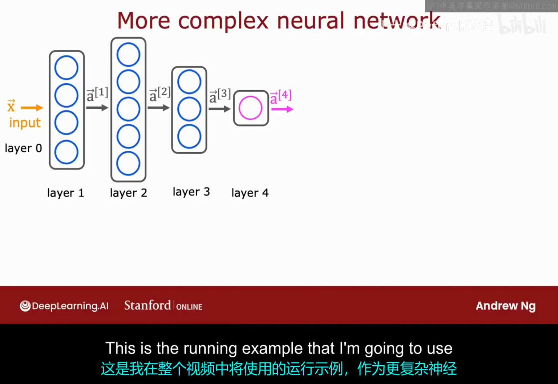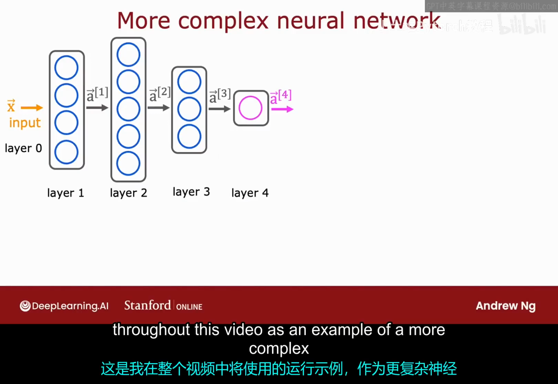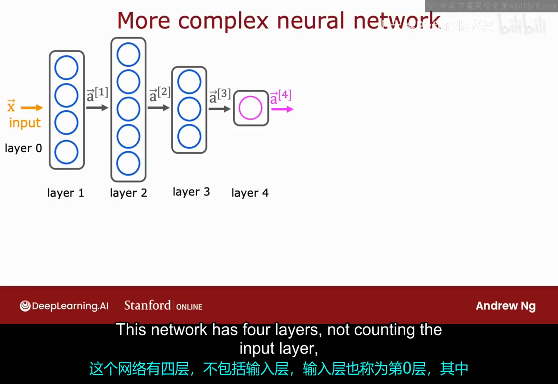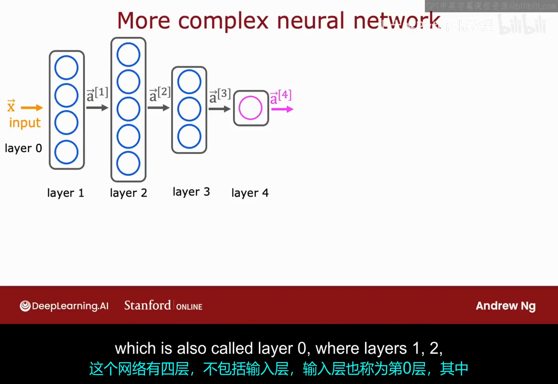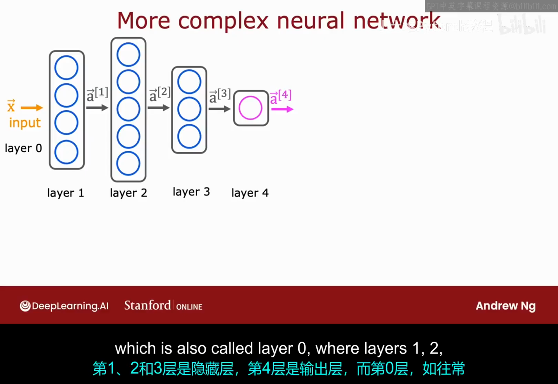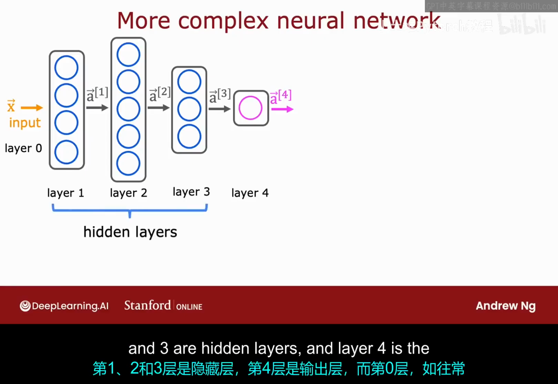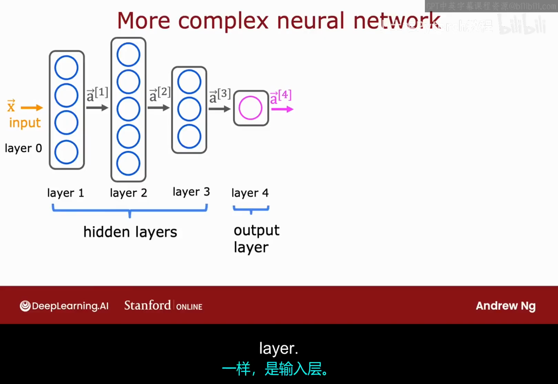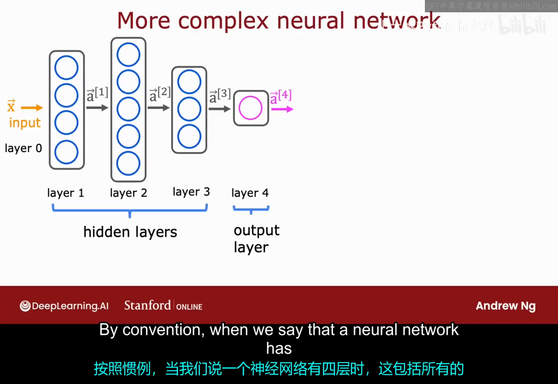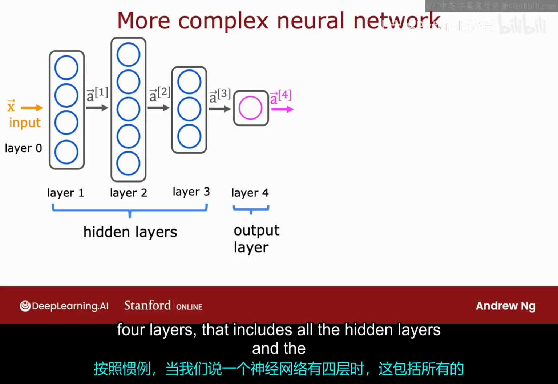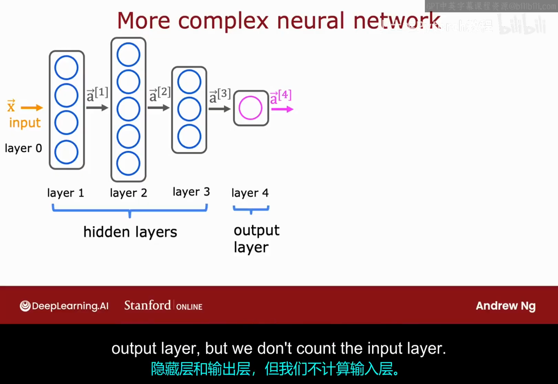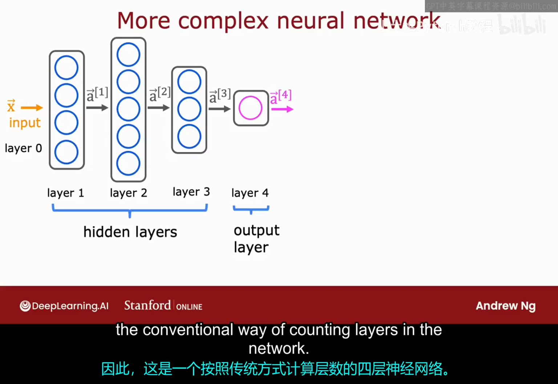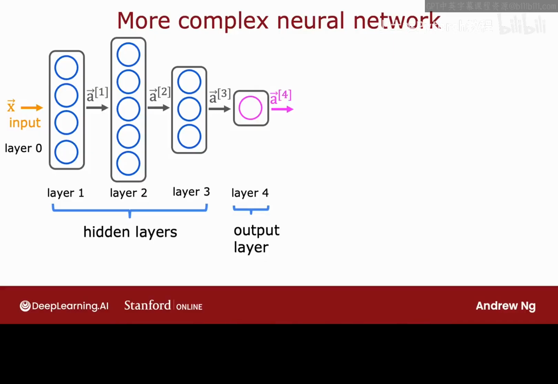This is the running example that I'm going to use throughout this video as an example of a more complex neural network. This network has 4 layers, not counting the input layer, which is also called layer 0, where layers 1, 2, and 3 are hidden layers, and layer 4 is the output layer, and layer 0, as usual, is the input layer. By convention, when we say that a neural network has 4 layers, that includes all the hidden layers and the output layer, but we don't count the input layer. So this is a neural network with 4 layers in the conventional way of counting layers in a network.